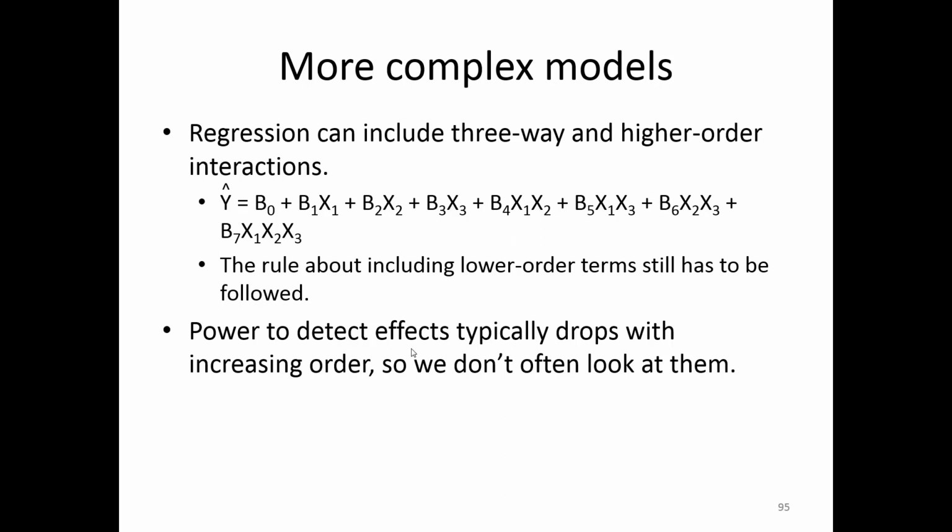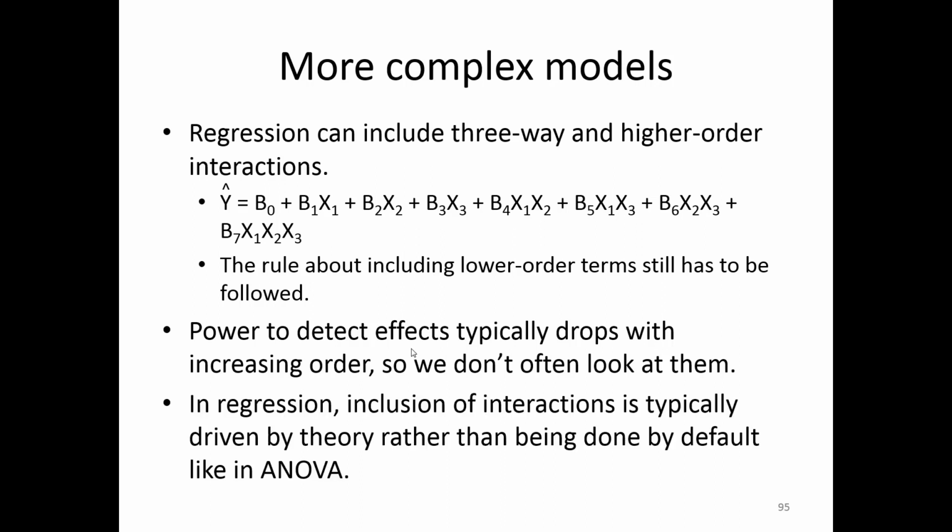I think basically showing that you need about 16 times more power, or more subjects, to detect a significant interaction as compared to just significant effects in a main effects model. Okay. In regression, the inclusion of interactions is also typically driven by theory rather than being done by default, like in ANOVA. So typically, we usually have a good reason for testing interactions, not just by running it by default.